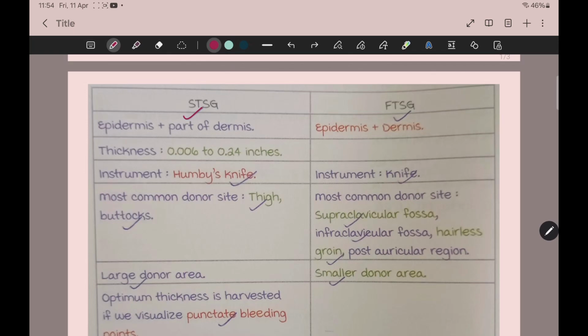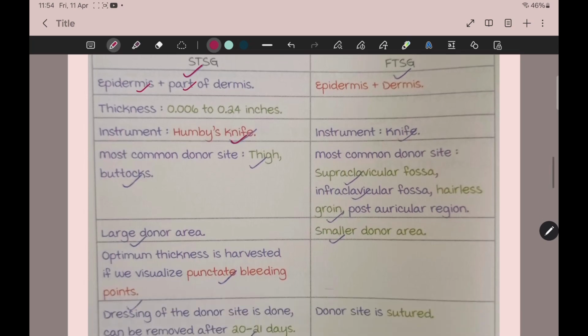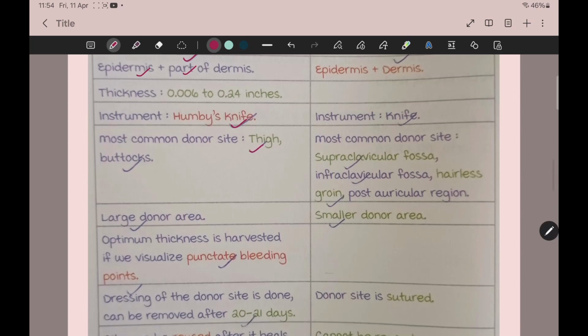Starting with split thickness. It covers epidermis and part of the dermis. The thickness ranges from 0.006 to 0.24 inches. The instrument used here is called the Humby's knife. This is a very important MCQ question. The most common donor site is the thigh and the buttocks region.